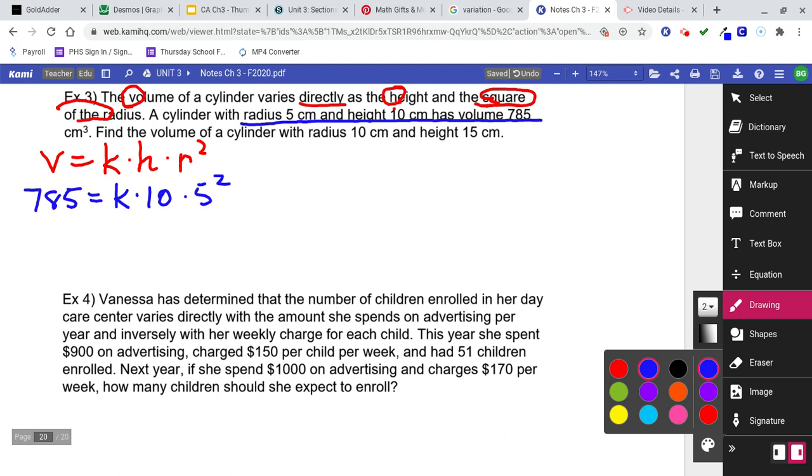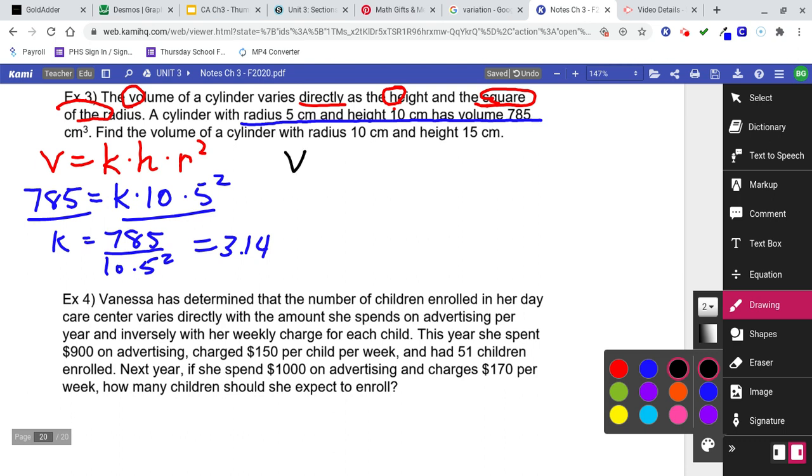Okay, so dividing, we're going to get K equals 785 divided by 10 times 5 squared. I guess that'd be 250, right? So K equals 3.14. 3.14. So they're talking about pi there, obviously. That was step 2, find K.